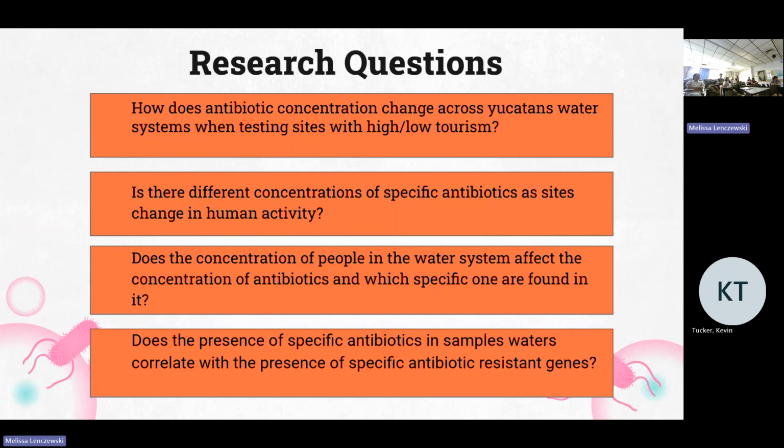So these are my research questions. How does antibiotic concentration change across Yucatan's water systems when testing sites with high to low tourism? Is there a different concentration of specific antibiotics at sites with change in human activity? And then does the concentration of people in the water system affect the concentration of antibiotics, and which specific ones are found in it? And then the last one is to correlate mine and Danielle's projects. Does the presence of specific antibiotics in sampled waters correlate with the presence of the specific antibiotic resistant genes that they found?